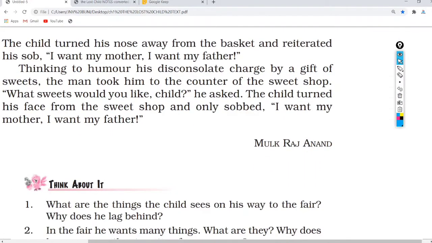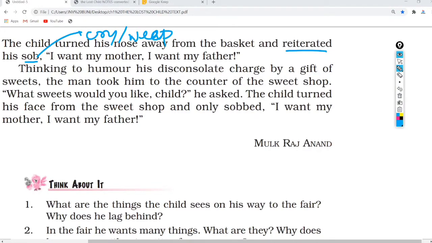The child turned his nose away from the basket and reiterated his sob, "I want my mother, I want my father." So he reiterated, the child, what happened? He turned his nose away from the basket and he repeated. Reiterated means repeated. He repeated his sob. Sob means crying or weeping, W-E-E-P. So what was the weep? "I want my mother, I want my father."